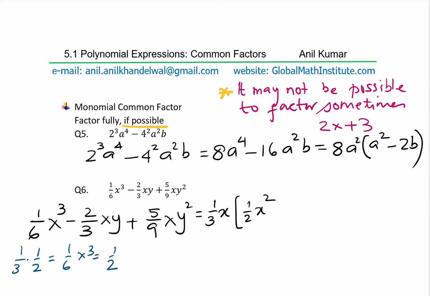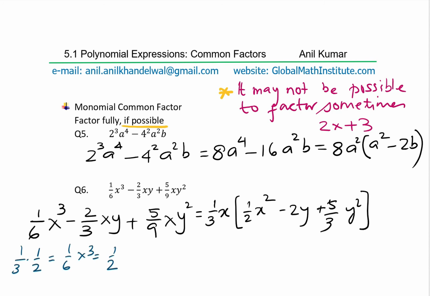And here 1/3 is common, so 2y is remaining. We have already taken 1x common. Now in this case also x has been taken common, and we get plus 5 over 3 times 3, which is 9, y squared. So that becomes the factored form. Does it make sense to you? Have a good look at it. So this kind of a question could be in your test.